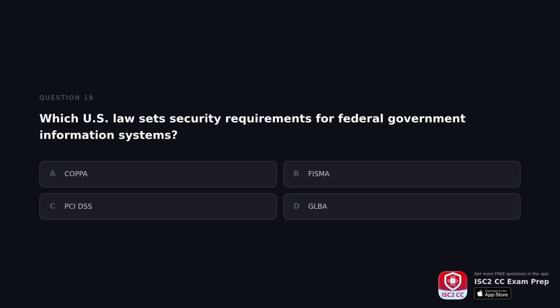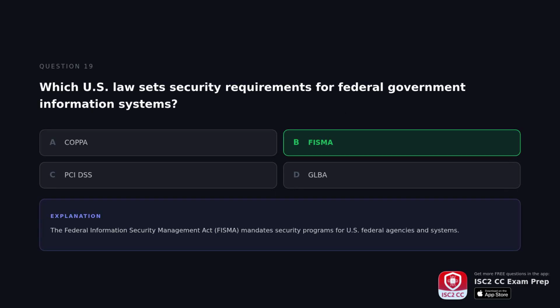Which U.S. law sets security requirements for federal government information systems? A. COPPA, B. FISMA, C. PCI DSS, D. GLBA. The correct answer is FISMA. The Federal Information Security Management Act, FISMA, mandates security programs for U.S.